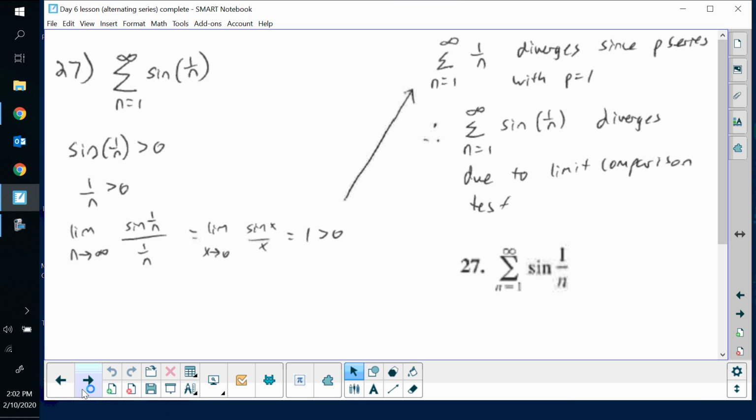N going to infinity is the same as the inside of the sine and the denominator going to 0. So we could rewrite that limit as being the same as saying limit as x approaches 0 of sine x over x, which we've seen many times before is just equal to 1. So this one's a little different. We had to use some prior knowledge and be a little clever to get to that point. 1 over n diverges, harmonic, so we know our original one diverges by limit comparison test.